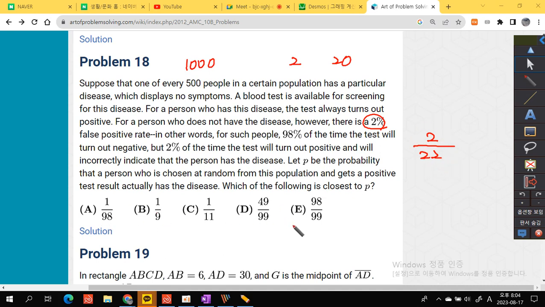Yep. So from the choices, which one is equal to 2 over 22? Can you simplify this 2 over 22? 1/11. Yep.